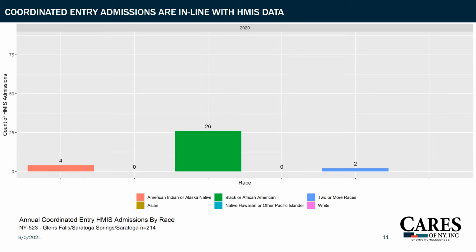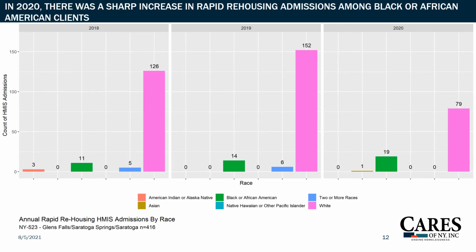At the same time, an overrepresentation perhaps may not be a bad thing in this program type. For example, if coordinated entry is supposed to address clients with the greatest need through a priority process, then an overrepresentation of clients with the greatest need or priority would be placed first in a crisis intervention program, like permanent supportive housing, which would reduce recidivism rates over time. Now we're going to look at rapid rehousing admissions.